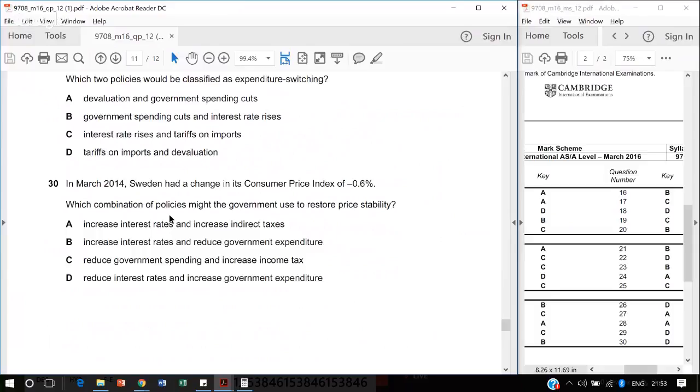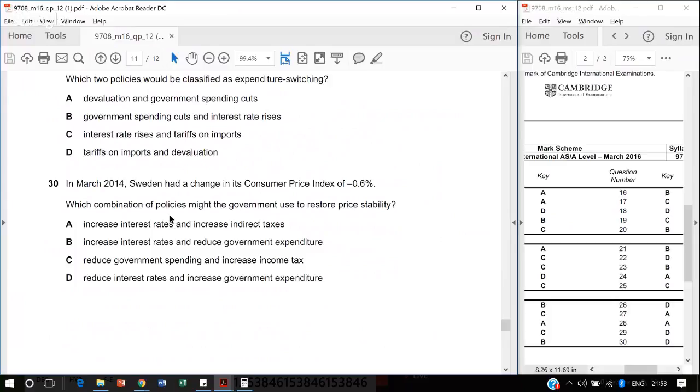At the same time, we're going to have hot money flows coming in with higher interest rates. So that's going to lead to a worsening of our exchange rates and a fall in the balance of payments position, which is going to worsen X minus M, which is going to worsen AD once more.